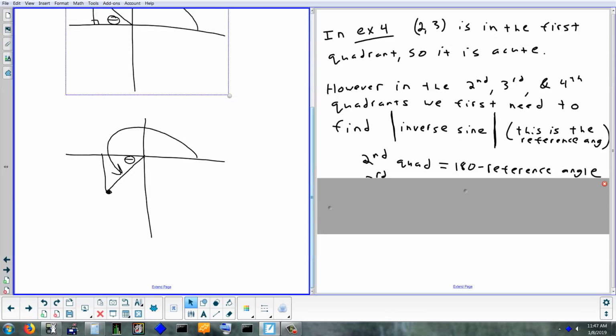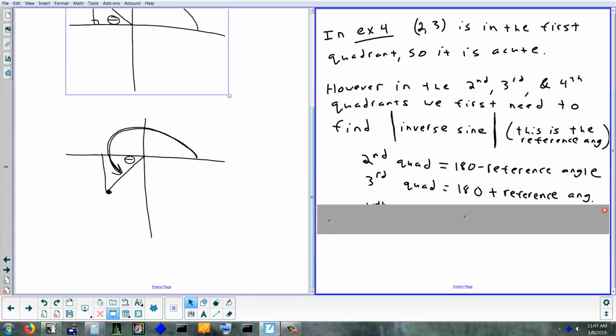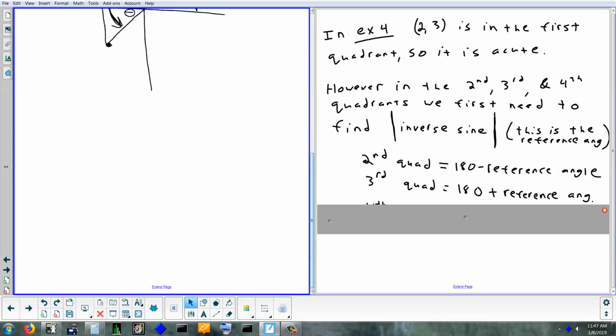Would it be 180 plus the angle? Yeah. You've gone halfway to this point, and then you've gone a little bit more. So it's 180 plus the angle. So if you have to get an answer in quadrant 3, that's how you do it: 180 plus your angle. You probably could figure it out just by drawing these pictures and thinking it through, but if you want to write them down, that's why I have them over there.